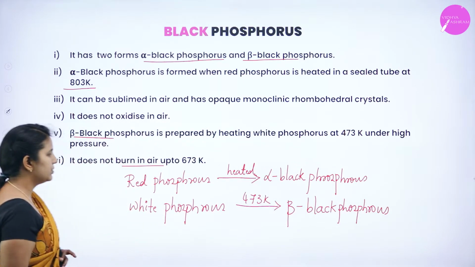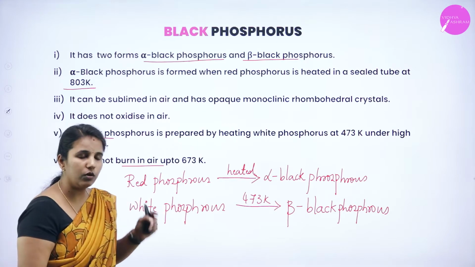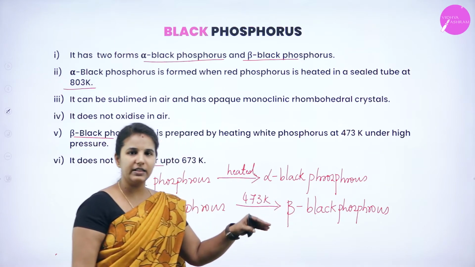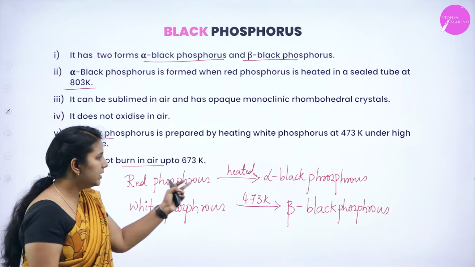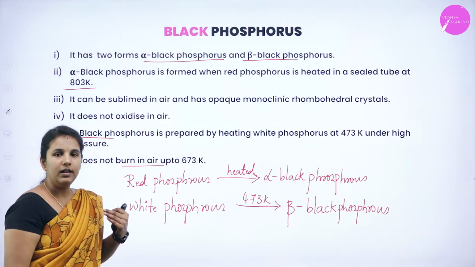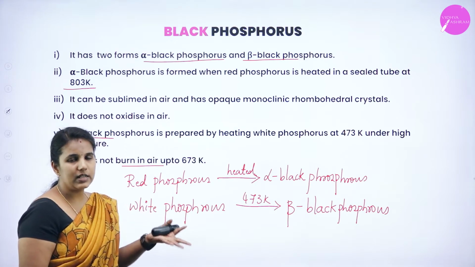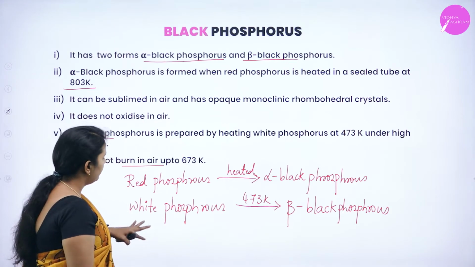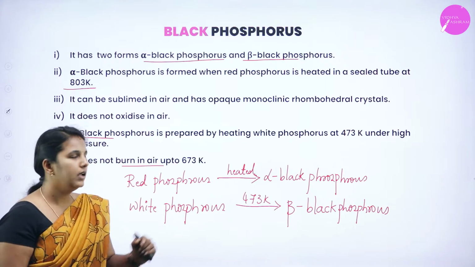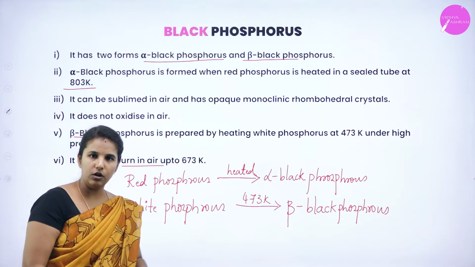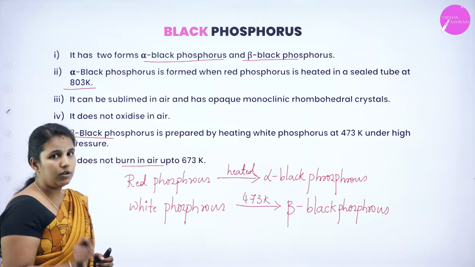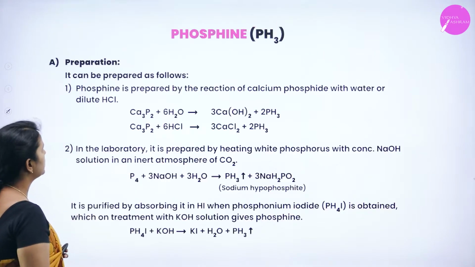Okay. So please understand, there are 2 forms of black phosphorus. One is alpha black phosphorus and the other is beta black phosphorus. This alpha black phosphorus is obtained just by heating red phosphorus in a sealed tube. Okay, you will get the alpha form. Whereas the beta form can be obtained from white phosphorus, which is heated around 473 Kelvin at very high pressure, and you will get the beta form. Okay, so this is just an introduction to black phosphorus.